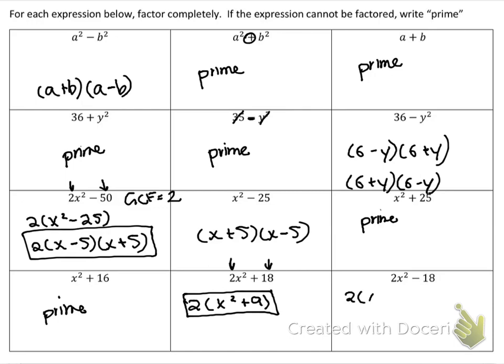Again, I can factor out the 2, and that leaves us this time with a difference of squares. So we have 2 times the quantity x plus 3 times x minus 3. And that's it. So take note and see how you did. See how your results compare with those from this video.